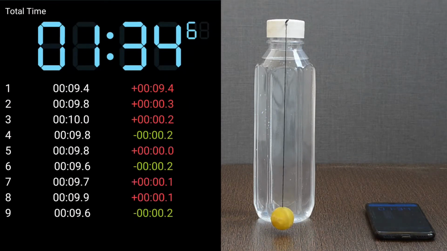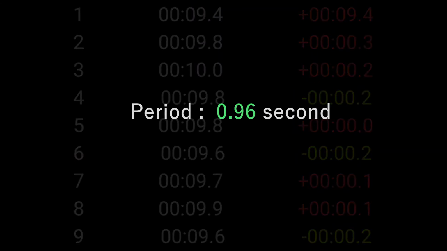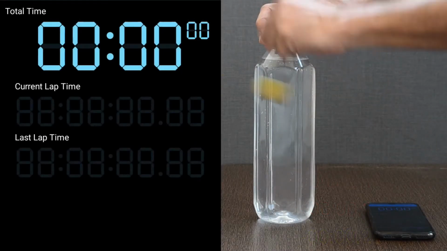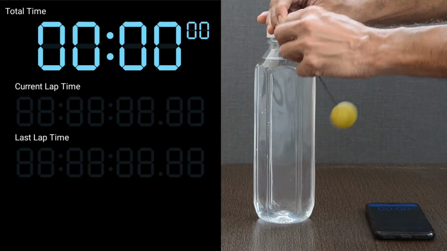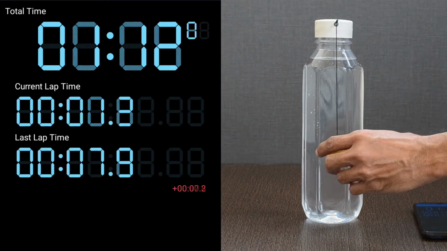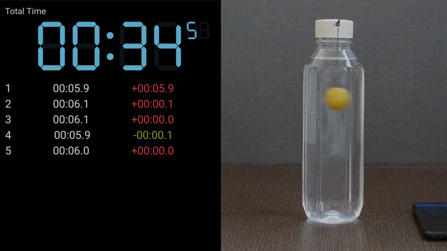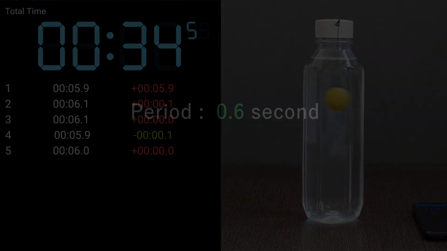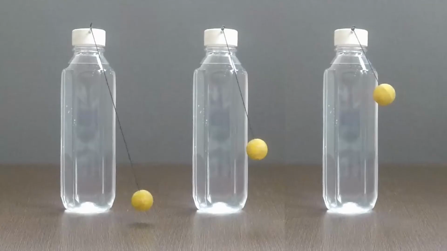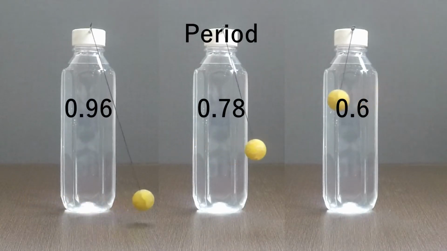Ideally, we should repeat this activity many times. After 9 iterations, the period is approximately 0.96 seconds. Now we will reduce the length of the pendulum and measure period again. This time it is different. It is approximately 0.78 seconds. If we reduce the length further, the period is approximately 0.6 seconds. It seems there is some correlation between the length of the pendulum and its period.